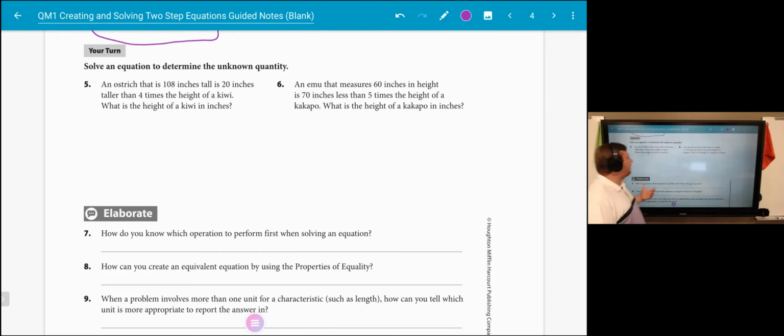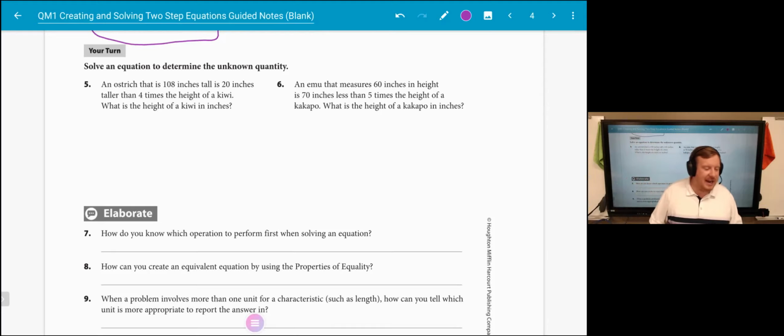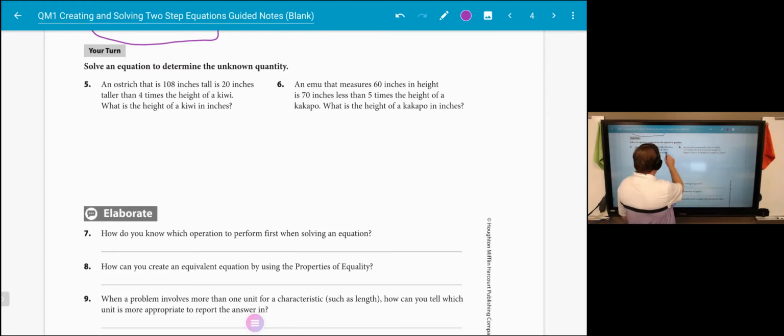Okay, an ostrich that is 108 inches tall is, oh, we've got to talk about mathematical language here. What do you think that "is" means? Not this first one. Well, you could take it as the first one, but this one is the one I'm looking at right there. "Is" generally, sometimes, most of the time, might mean an equal sign.